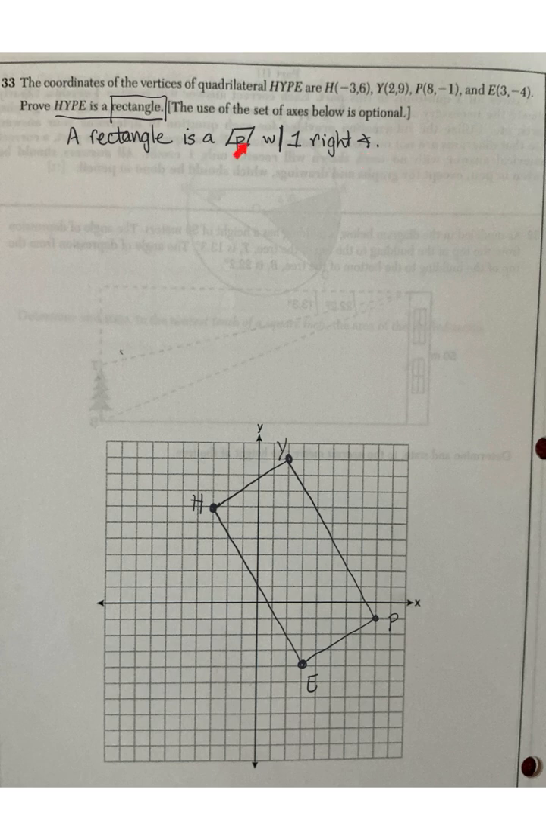So I'm going to prove it's a parallelogram with a right angle. So parallelogram, opposite sides are parallel, and a right angle, you can pick any one of these four, and we want to prove that we have a right angle. I'll discuss that when we get to it.